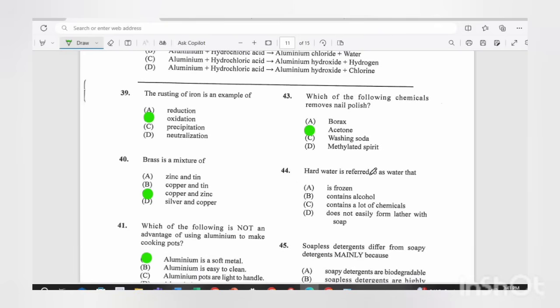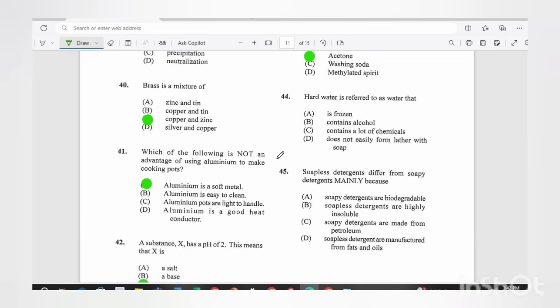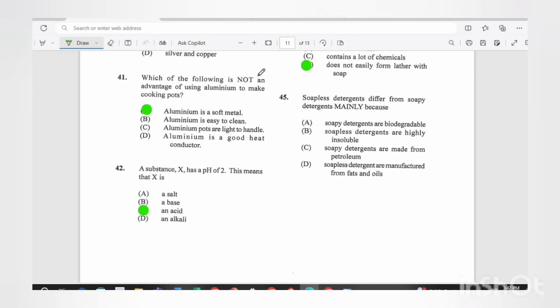Question 44. Hard water is referred to water that A. is frozen, B. contains alcohol, C. contains a lot of chemicals, or D. does not easily form lather with soap. The answer there is D.